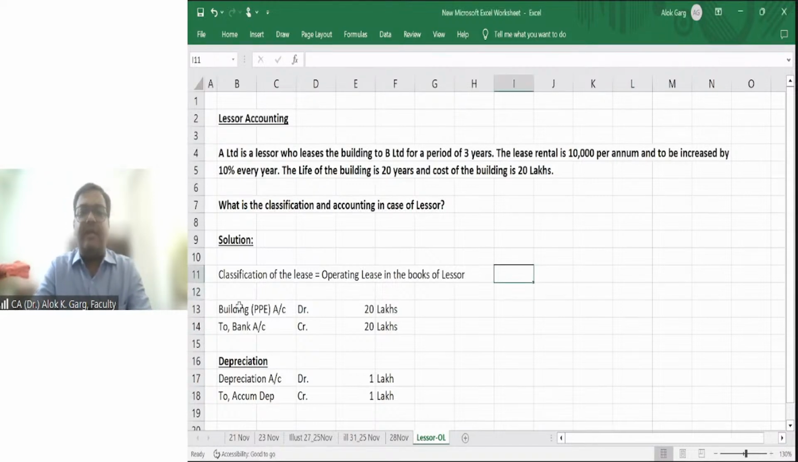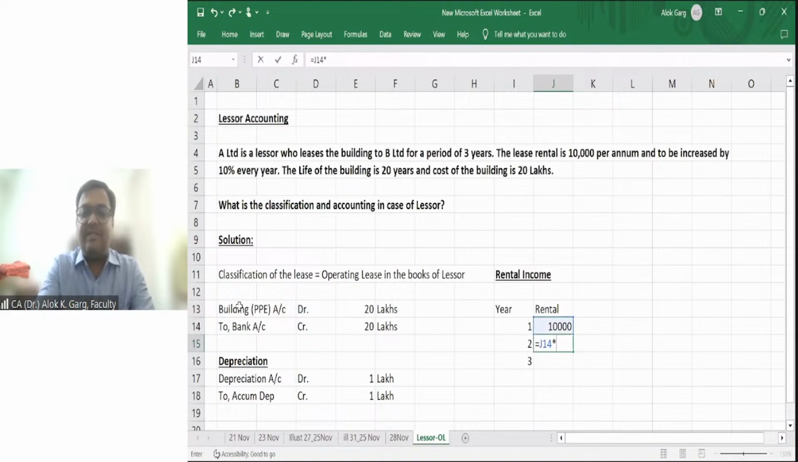If I talk about rental income at the commencement of the contract, year 1, 2, 3. In the first year, the rental was 10,000. In the second year, it was increased by 10%. It became 11,000. In the third year, it was again increased by 10%. It became 12,100. The total lease rental which the lessor will earn is 33,100.